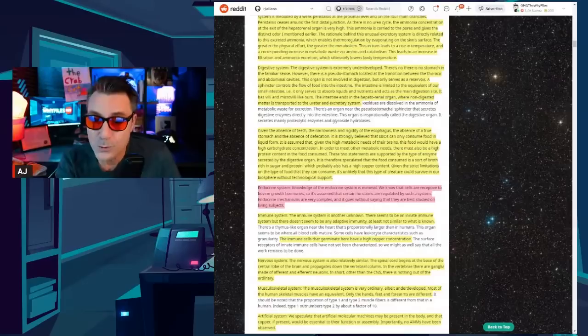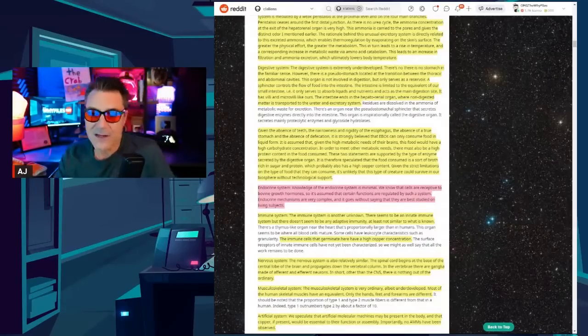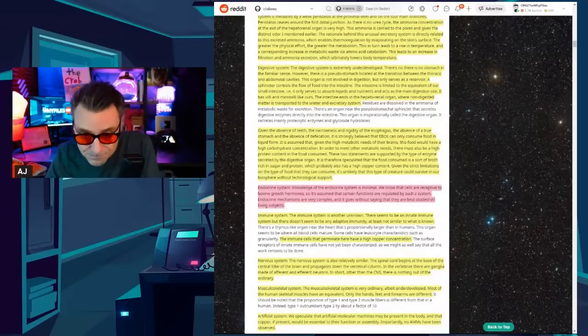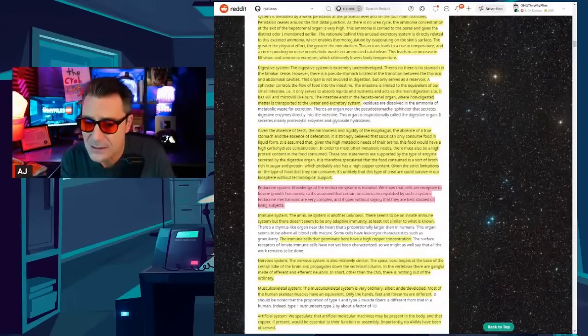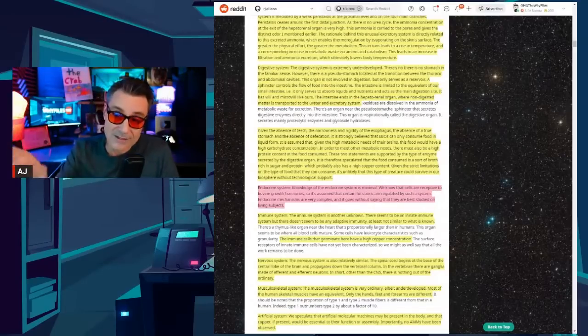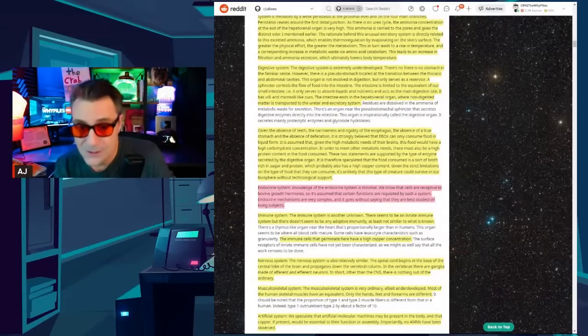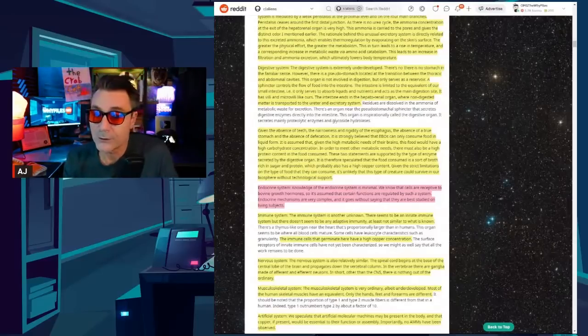It only serves to absorb liquids and nutrients and acts as the main digestion site. It has villi and microvilli like ours," so little hairs, I guess. "The intestine ends in the hepatorenal organ," so that's that one organ that's the liver and kidney, "where non-digested matter is transported to the ureter and excretory system."